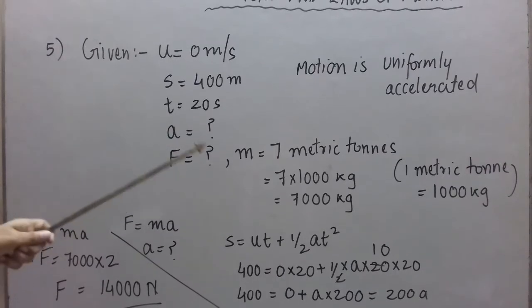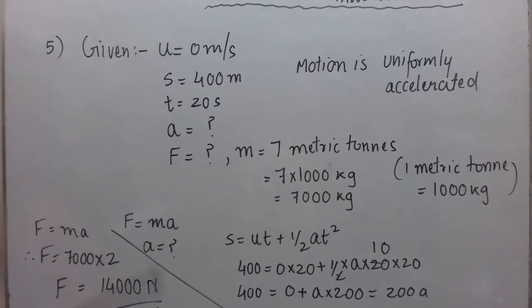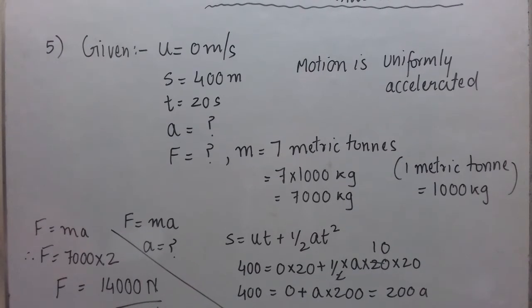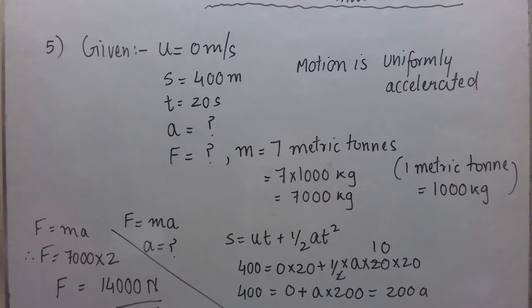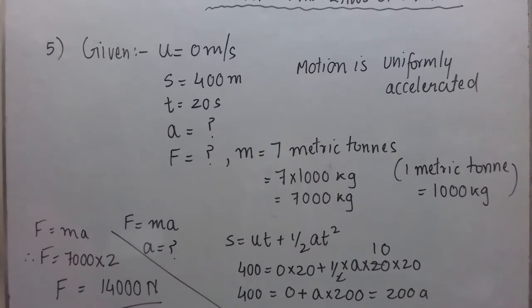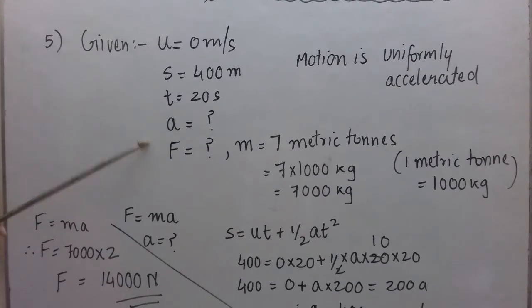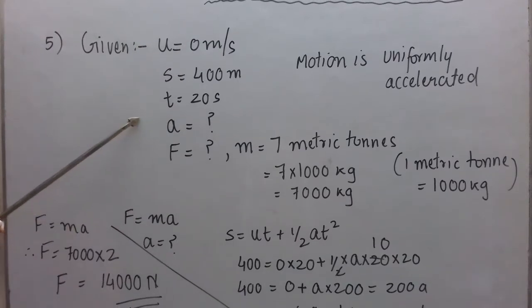If its mass, M, is given as 7 metric tons. And I have told you 1 metric ton, or sometimes they don't write metric. They simply write 7 tons. Then also the same conversion. So 7 metric tons is 7 into 1000 kg, and that is 7000 kg. Now, any conversion required first of all, only for mass, that we have done. Rest is in SI units only.